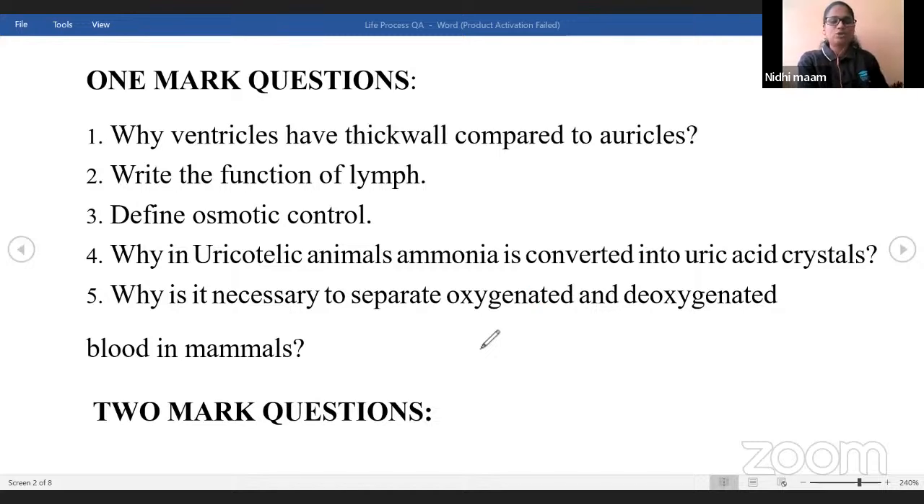Okay, the second question goes like this. Write the function of lymph. Write the function of lymph.